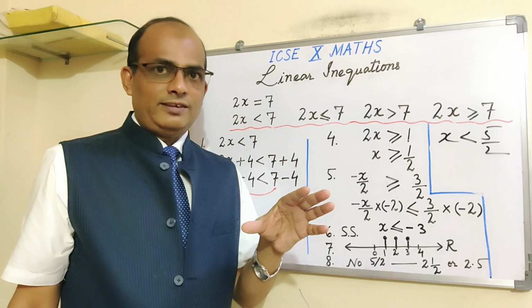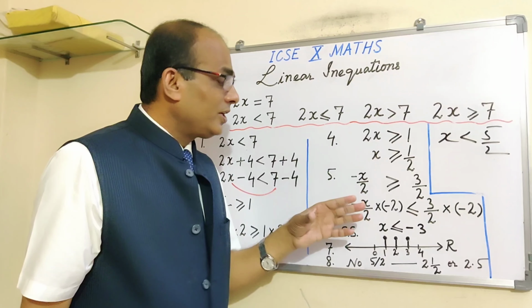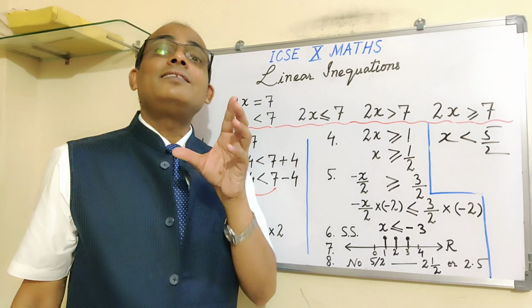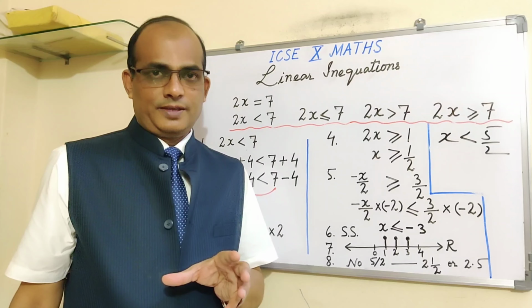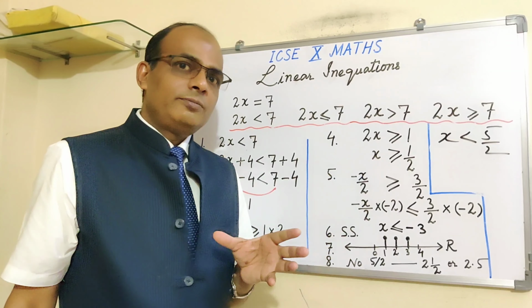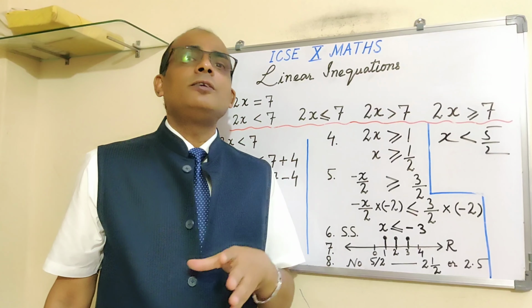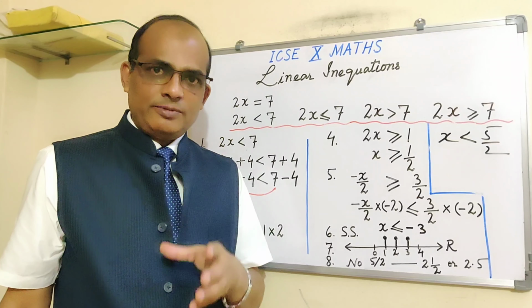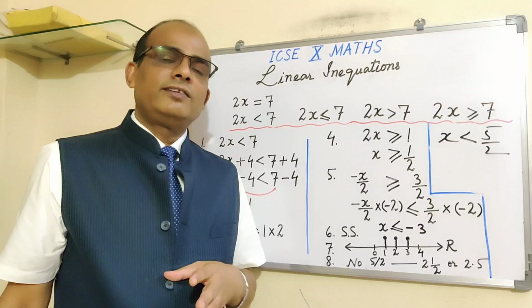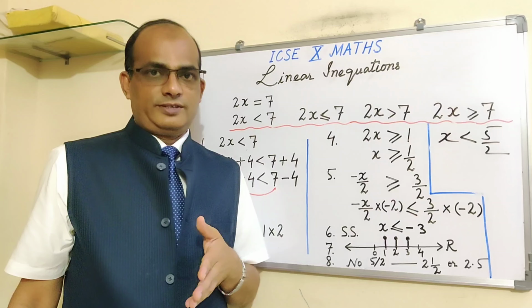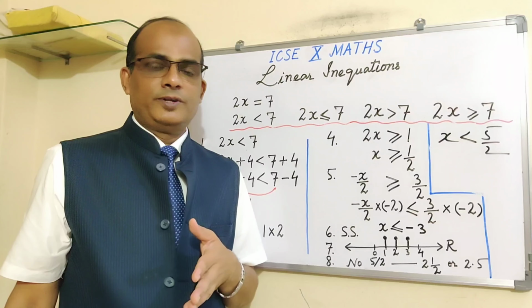So in both the cases, multiplication and division by the same negative number, whether you are multiplying both sides by the same negative number or dividing both sides of the inequation by the same negative number, in both the cases the inequality is reversed. Important, very important.